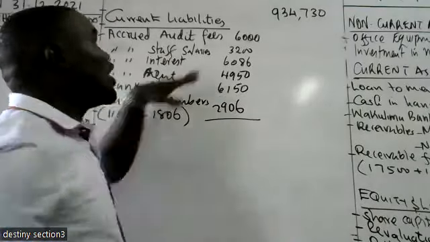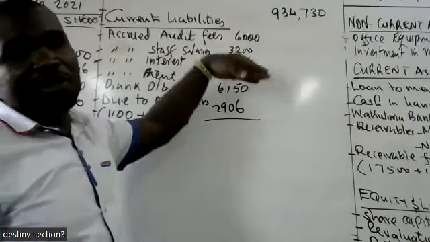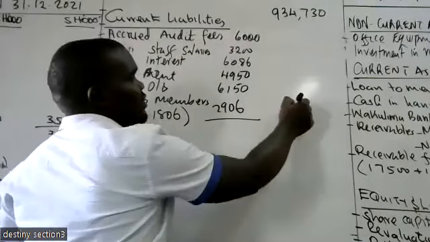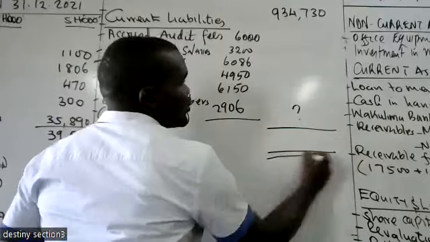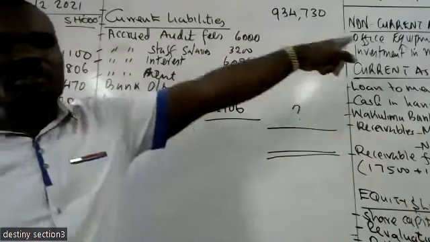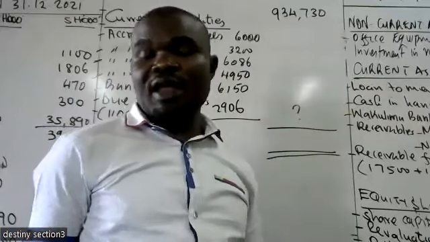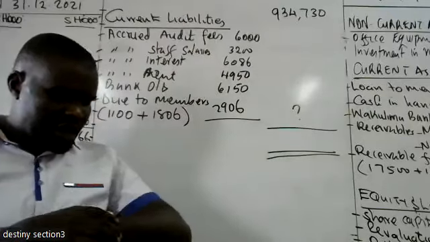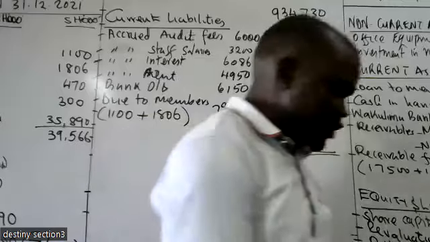So can you add for me this? Do for me this favor. Add the current liabilities, bring it here. Try to add with the equity, check whether it is balancing with your total assets. If it balances, correct. If it doesn't, then there is something we have not captured.